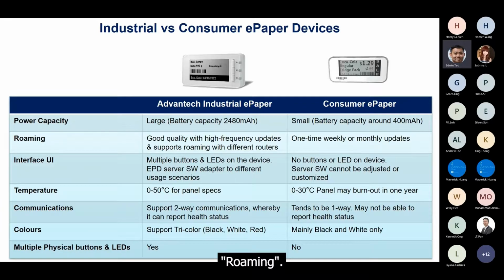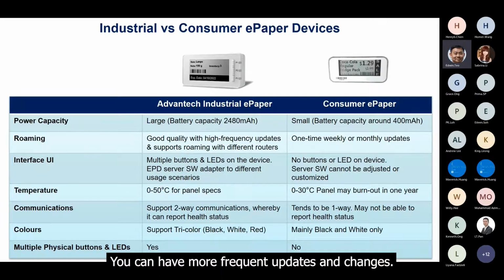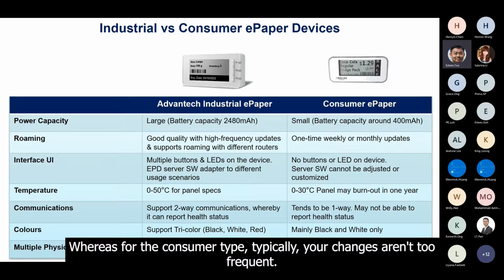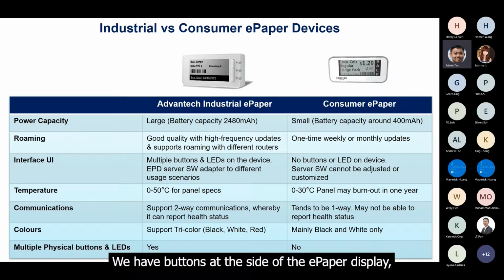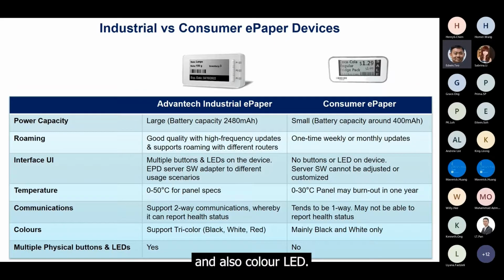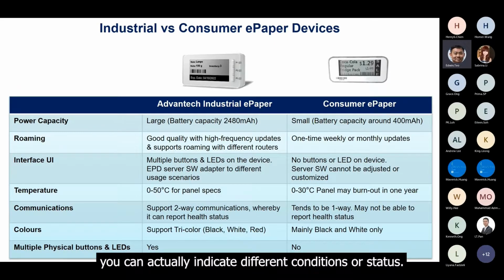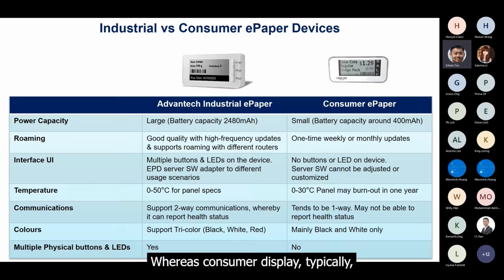Okay, roaming, you can have more frequent updates and changes, whereas with the consumer type, typically your changes aren't too frequent. Interface, the UI, the user interface: we have buttons at the side of the ePaper display and also color LEDs. All these color LEDs can indicate different conditions or status, whereas a consumer display typically is just that display. There are no buttons to add or others.